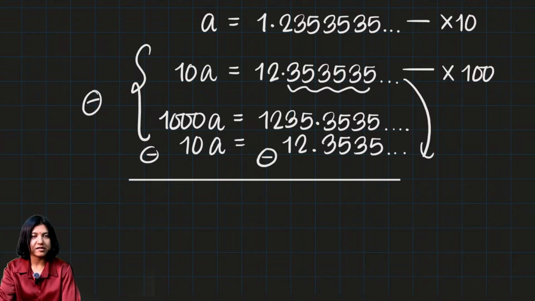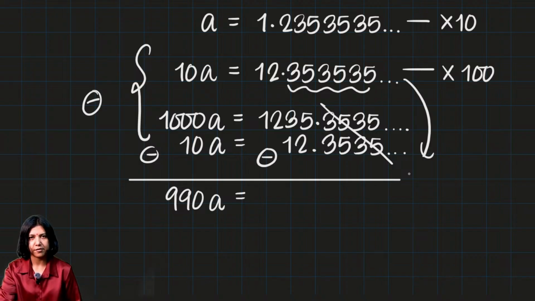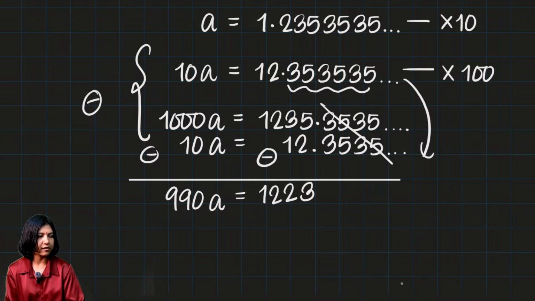1000 minus 10 is 990, so 990a equals 1235 minus 12. Remember, the decimal parts are all the same, so they will cancel out each other, because there are infinitely many 35s going on and on. So that is the reason why they cancel out completely. 1235 minus 12, please do it. 2 subtracted from 5 is 3. 1 subtracted from 3 is 2. So 1, 2, 2, 3.